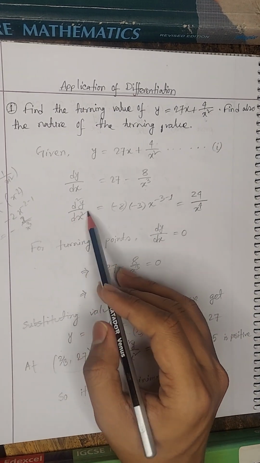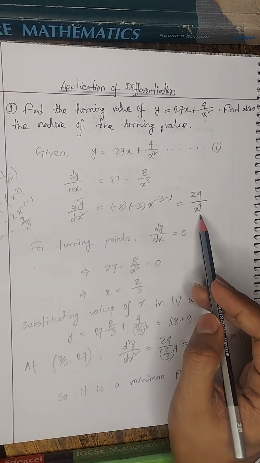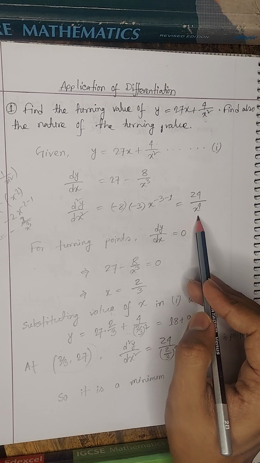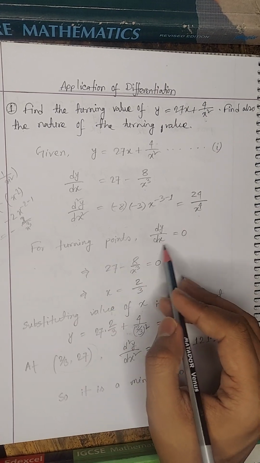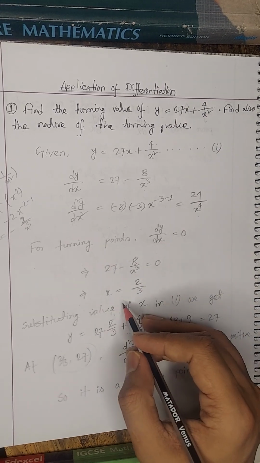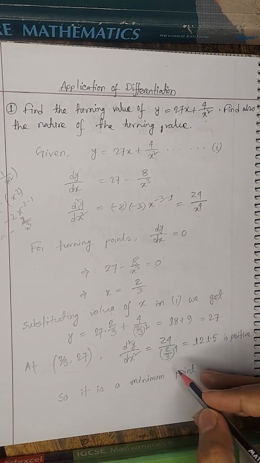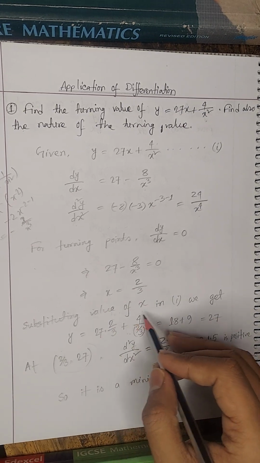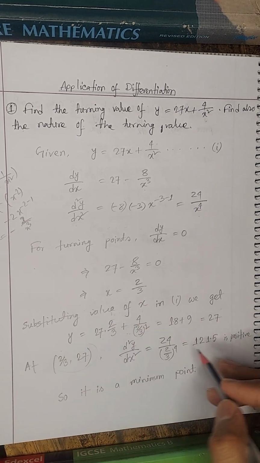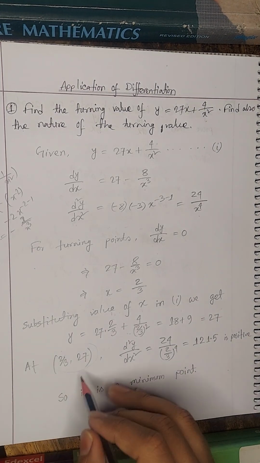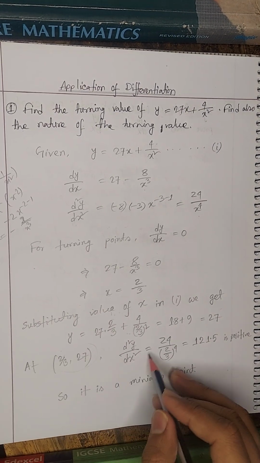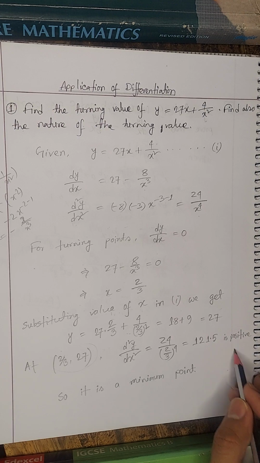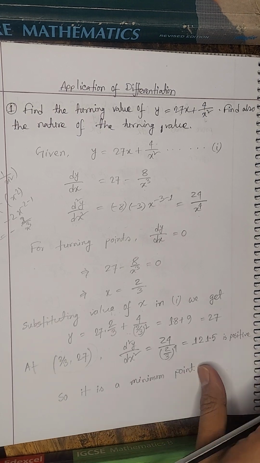Similarly, we get d square y by dx square is 24 by x to the power 4. And for turning points, we know dy by dx is equal to 0, and from that we get the value of x is 2 by 3. And if we substitute the value of x in equation 1, we get y is equal to 27. And at this point, since the value of d square y by dx square is positive, so it is a minimum point. Now we are going for the second problem.